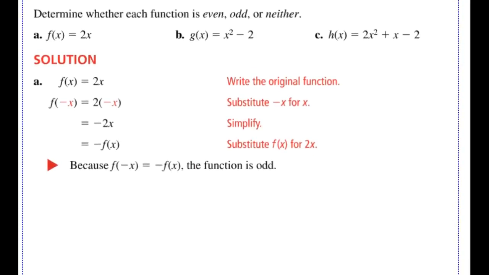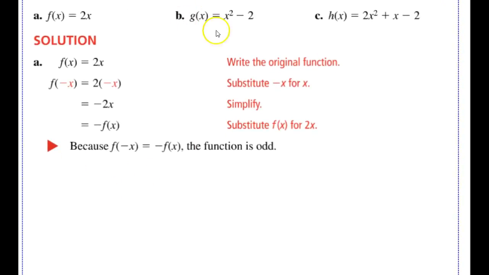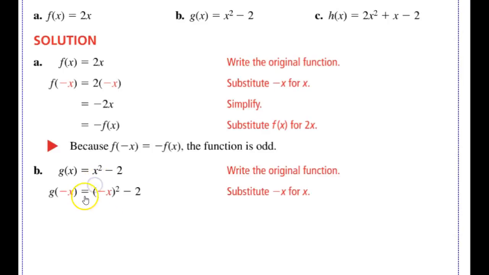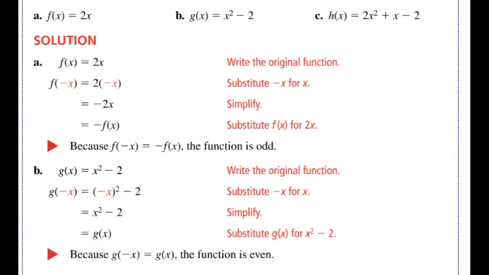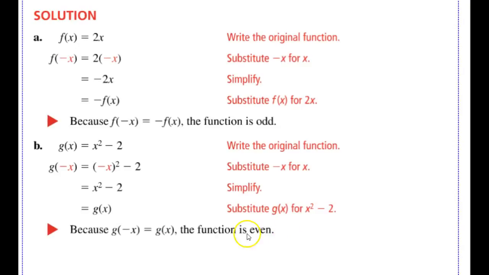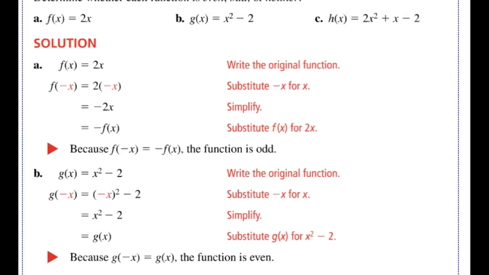So now let's look at letter b. I've got my g of x equals x squared minus 2. So I write my original function. Then I substitute my negative x in anywhere that I see an x. Then I simplify and solve. And since I see that I ended up with the same thing, that tells me that it's even. So here, when we have an odd function, I end up with a negative of my entire function. That tells me it's odd. If I end up with the same exact thing, that tells me that my function is even.